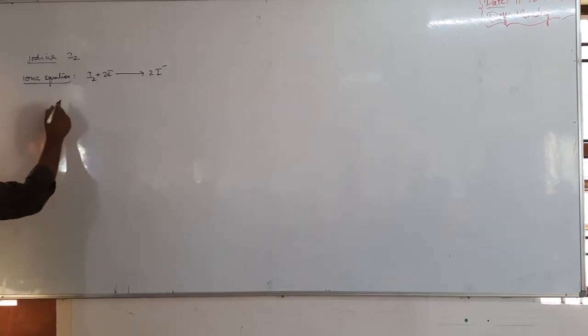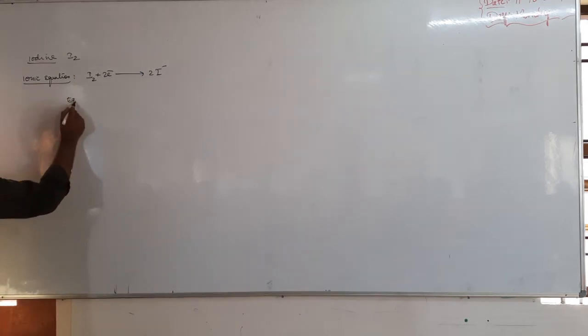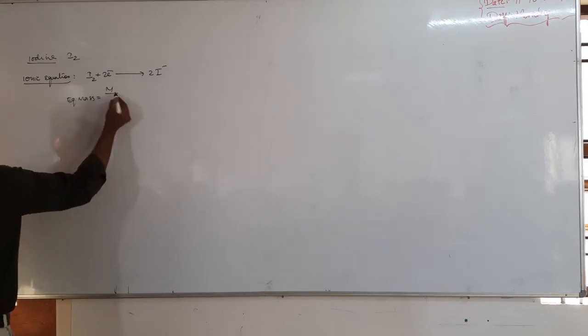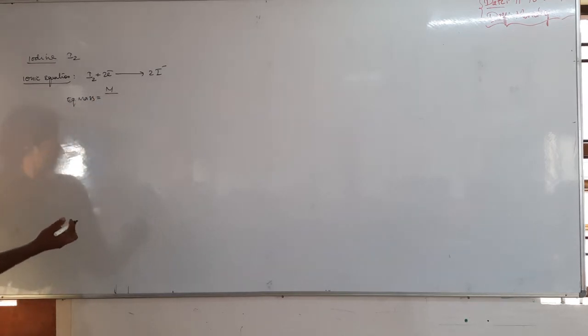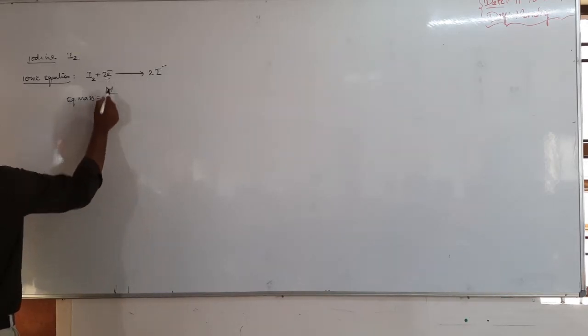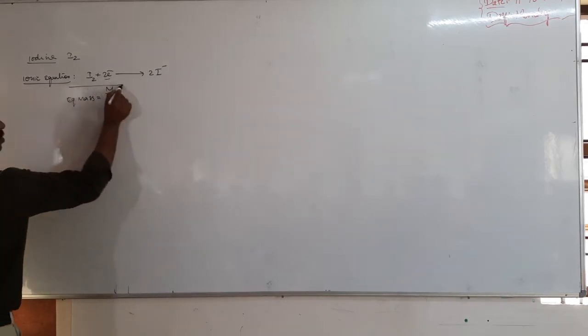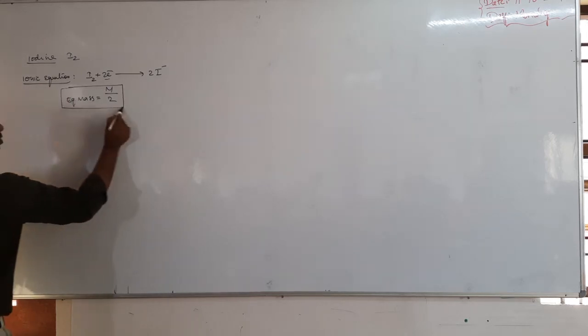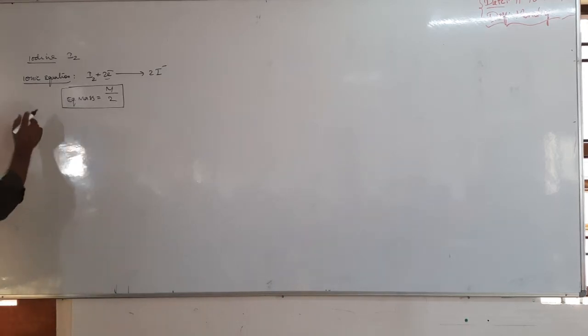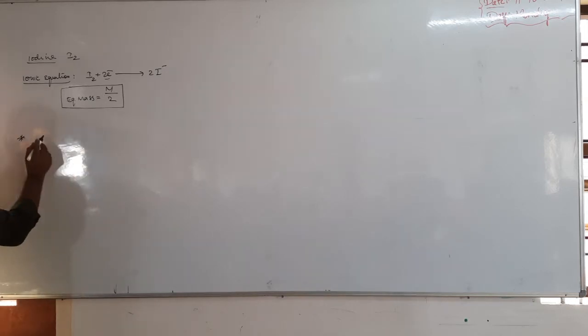So therefore, what is the equivalent mass? Equivalent mass is equal to molecular mass, take M, divided by how many electrons? 2 electrons. So therefore, equivalent mass is equal to M by 2. Next, what is the oxidizing agent?